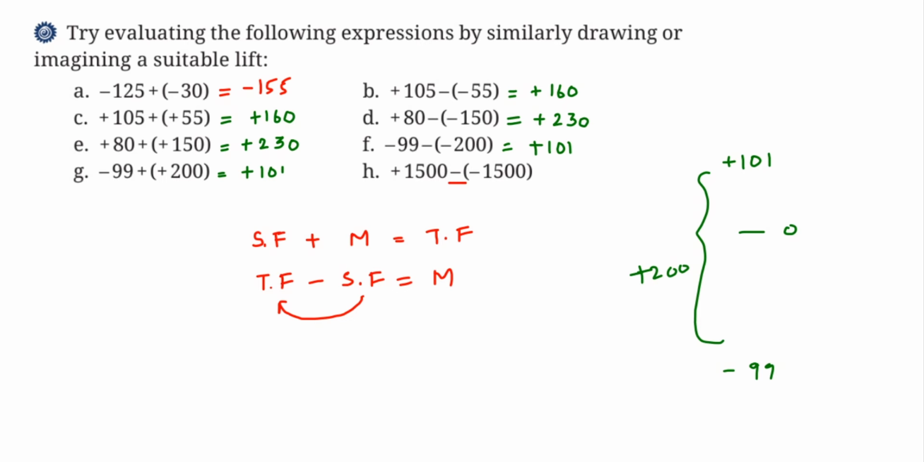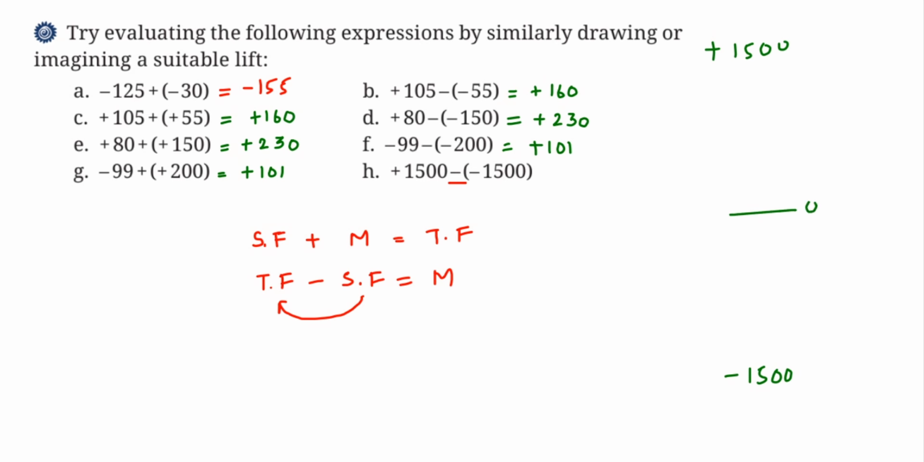And here's the last question. You are at minus 1500 and you want to go to plus 1500. So let's do it. Your starting point is minus 1500 and you want to reach plus 1500. So how many floors do you have to go up? And in between you have 0, which is your entry level.